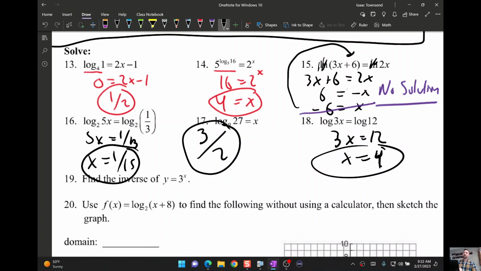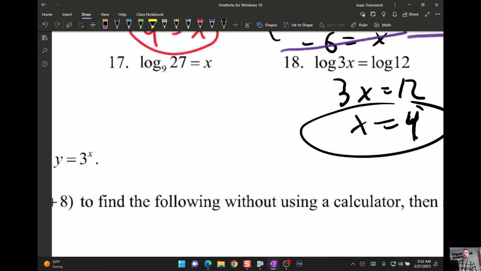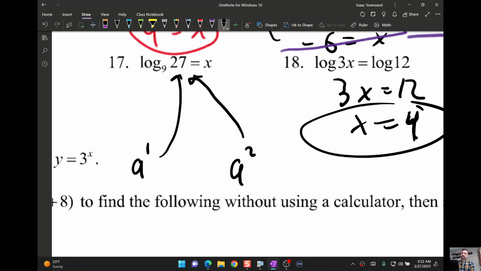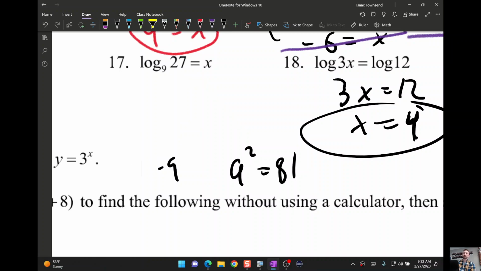17. Okay, so what I did on 17 was, I knew the answer had to be bigger than 1, because 9 to the first is only 9. I need it to be 27. I knew my answer had to be less than 2, because 9 squared is 81, which is way bigger than 27. So the fact that my answer is between 1 and 2 tells me that it was a fraction or decimal, and it was going to need probably 2 steps.